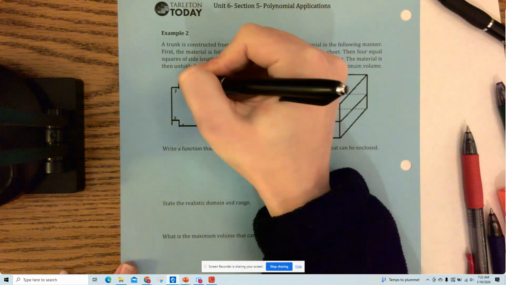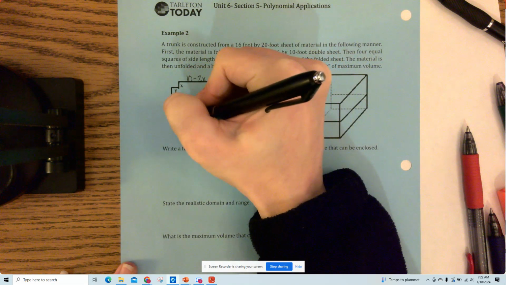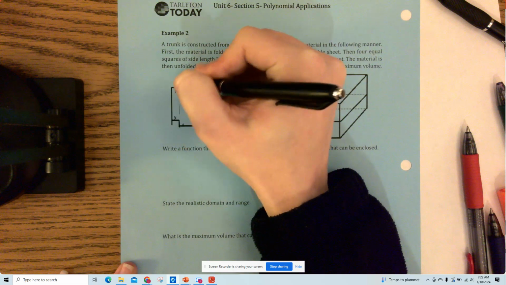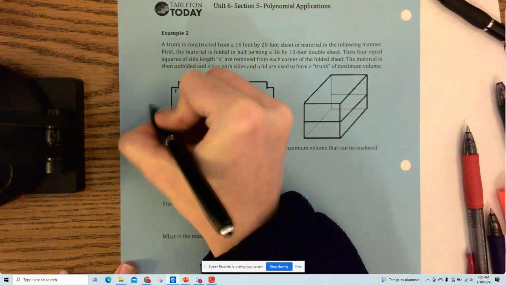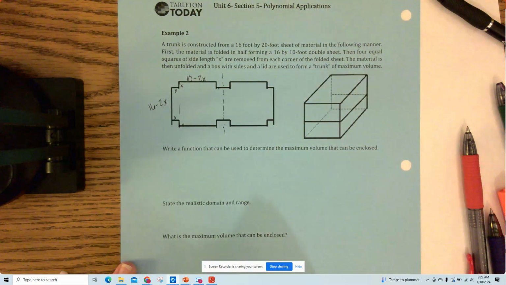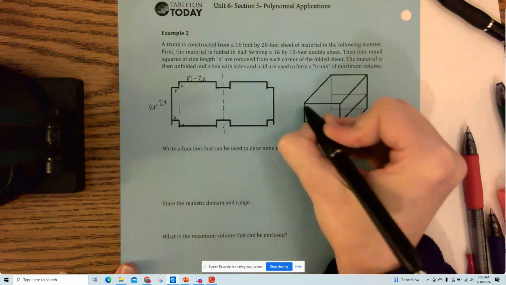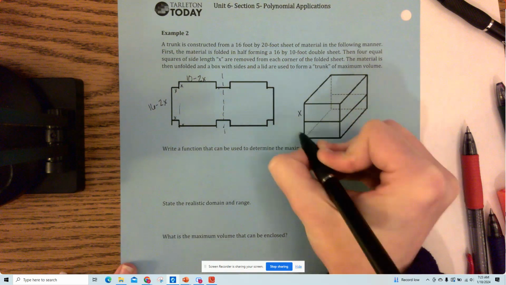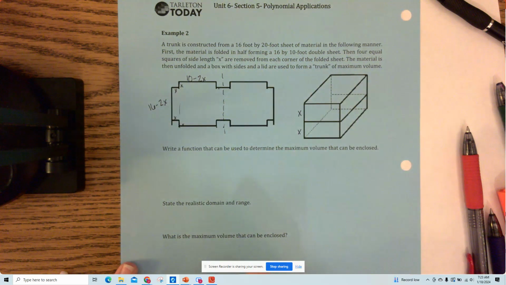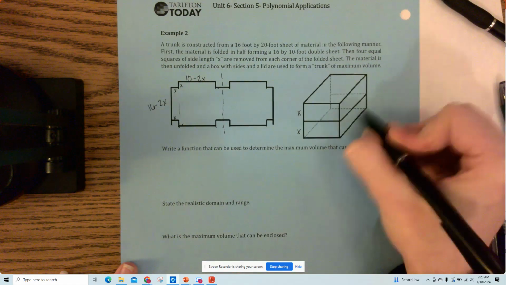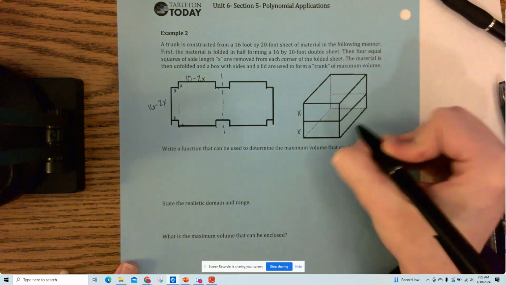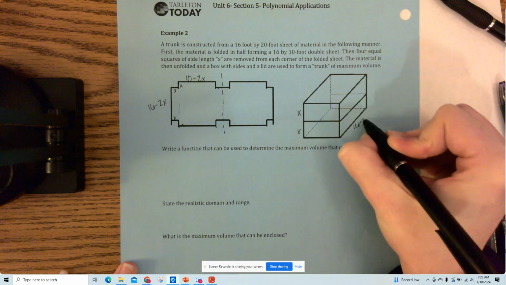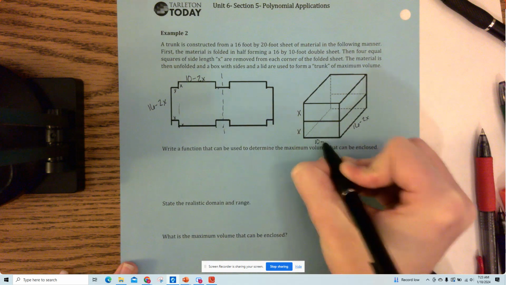If this distance from this corner here to here is 16, I'm doing the same thing. I'm subtracting an x here and I'm subtracting an x there. So 16 minus 2x. Okay, so it says write a function that can be used to determine the maximum volume. So on this piece here, this is an x and this is an x. Those are where the notches were cut, which means this distance here is the 16 minus 2x. This is the 10 minus 2x.